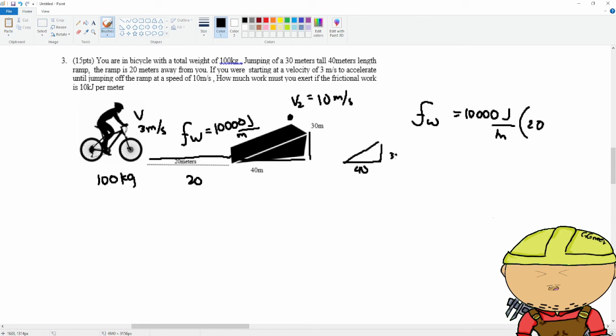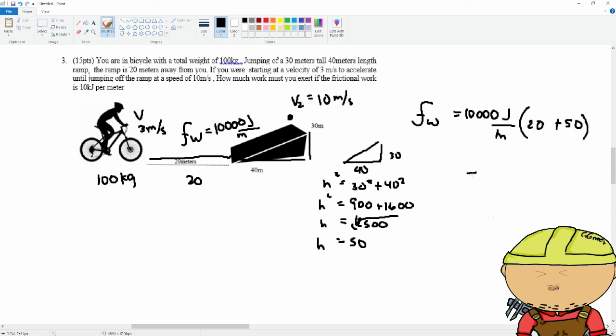20 plus what is this? 30 squared plus 40 squared: 900 plus 1600 is 2500. Hypotenuse squared, so the hypotenuse is the square root, 50. So plus 50. So the frictional work is 700,000 joules. Okay, frictional work.